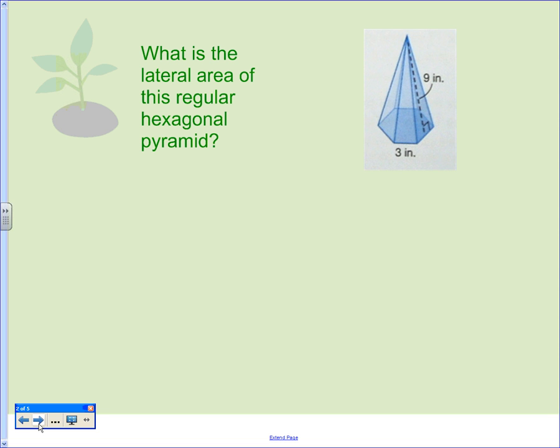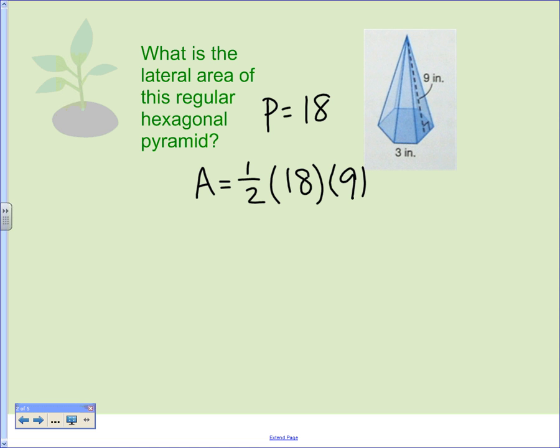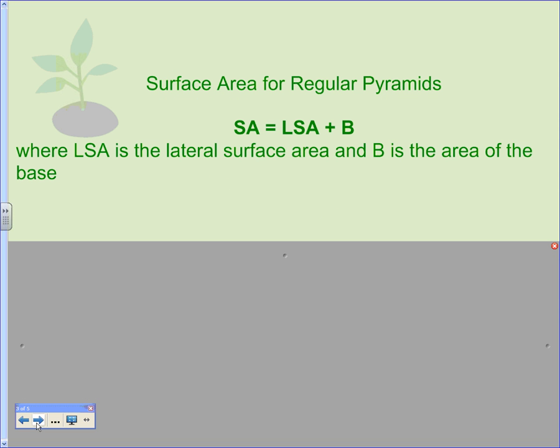All right, so what would I do to find the lateral surface area for this? Okay, what would be our perimeter? How did you get 18? 3 times 6, yeah. So our area, 1/2 times 18 times 9, which is? Y'all see how that works? Any questions there? Okay.